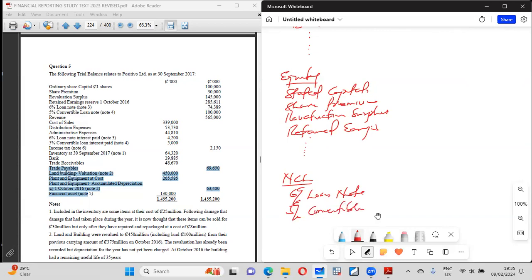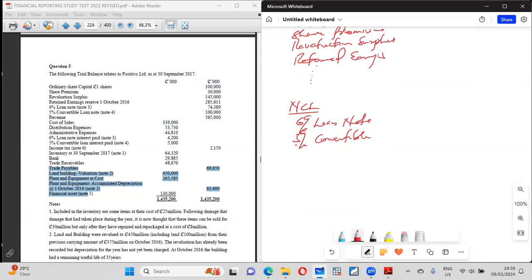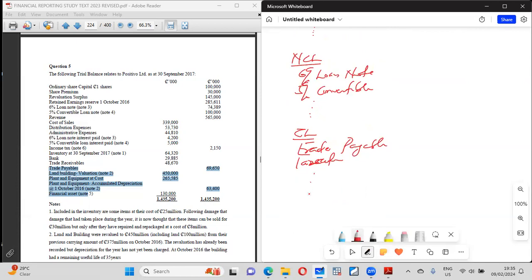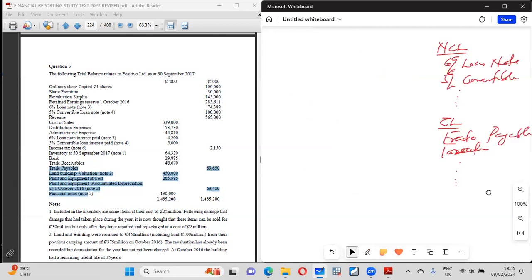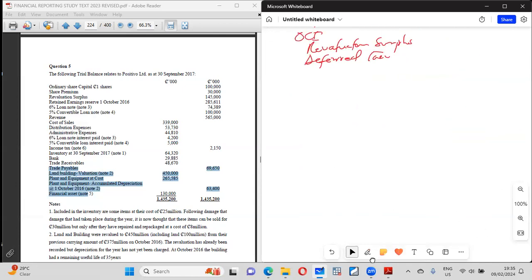All right. Is there any other? I don't know yet, so I will leave. 1, 2, 3. I come to my CL. I know CL starts with trade payables. All right. Then taxation. There may be lease liability. I don't know, so I leave these 3. I am done. So you use 2 pages of your answer booklet to do these things.